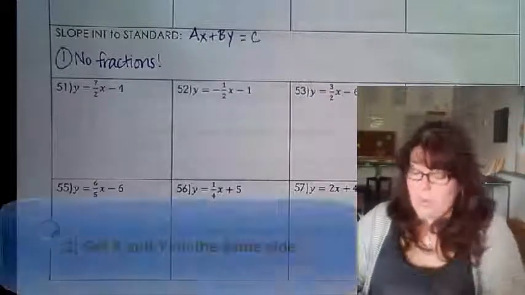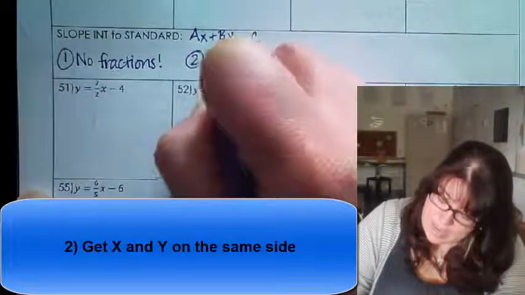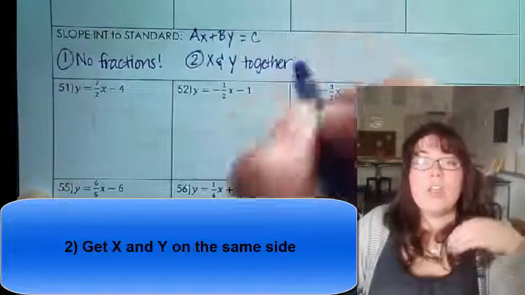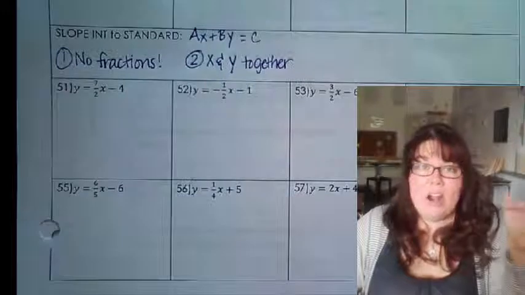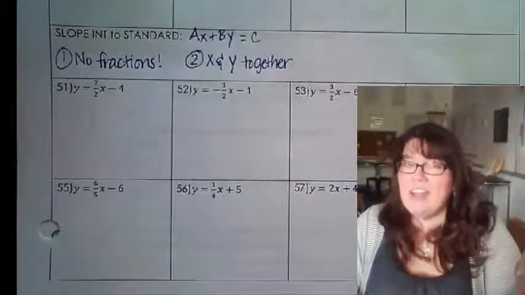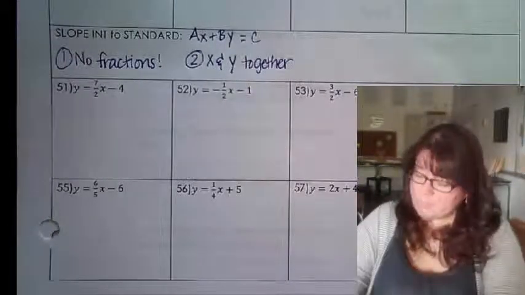The second thing you're going to want to do is get x and y together. Move them to the same side. Our little chant even goes x and y on the same side. So get them together. Get them both on the left.